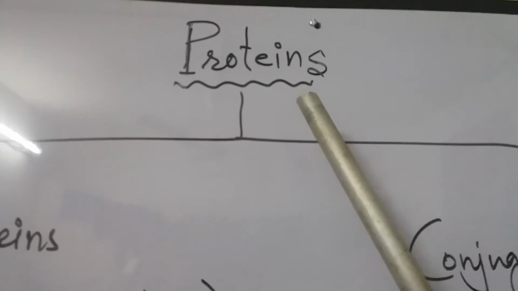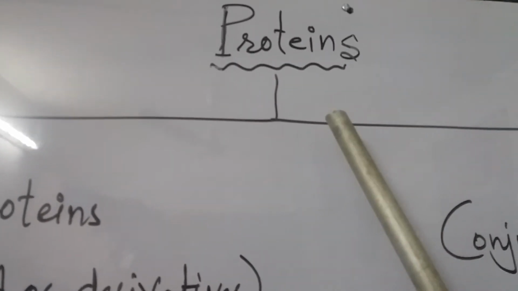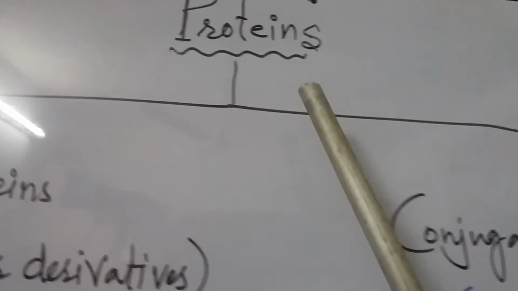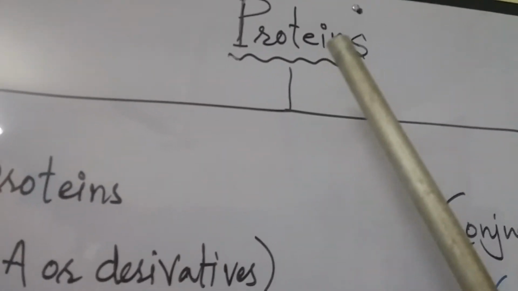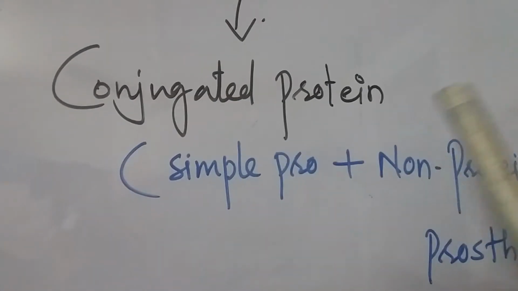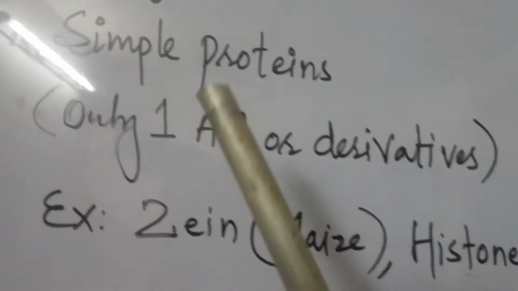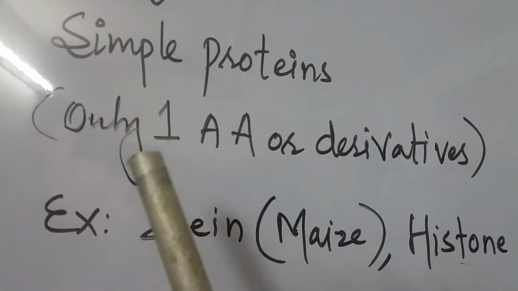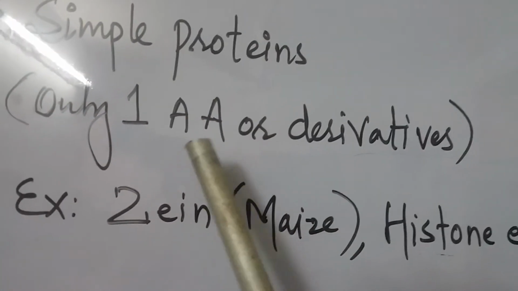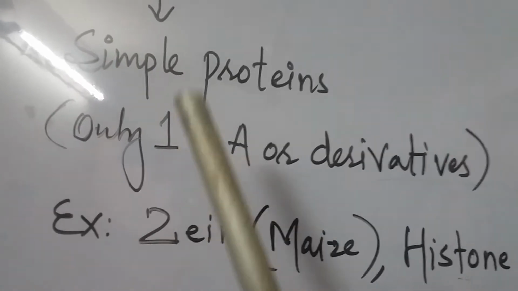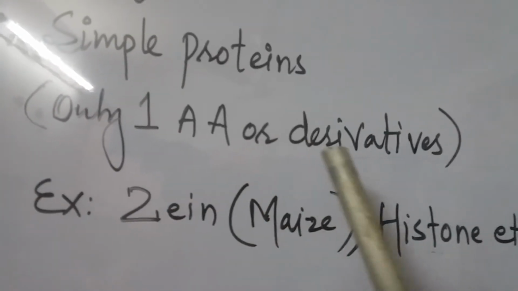Now we'll see the types of protein. On the basis of the composition or the structure of the protein, there are two types. Type number 1 is the simple protein, while type number 2 is the conjugated protein. Let's see the simple protein. A simple protein consists of only one type of amino acid or its derivative. Only one type of amino acid you will see in the simple protein, or either its derivative.